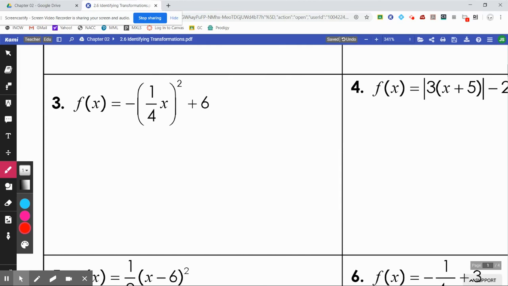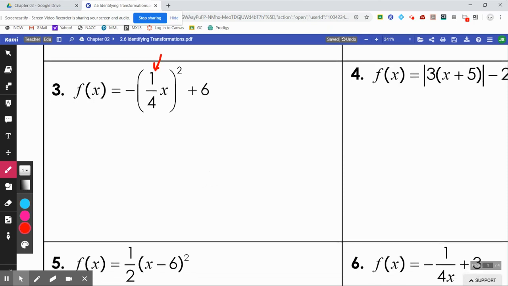Again, let's start on the outside and look for all stretch compressions. There are no stretches on the outside, so now let's go to the inside, and there is a stretch or compression here. Since it's been multiplied by the x, that would be horizontal. And anytime we're talking about horizontal stretch compressions on the inside, we do have to flip it to find out our scale factor. So times 1/4 would flip, and that would be a scale factor of 4, so that would stretch it. So it'd be a horizontal stretch by a factor of 4.